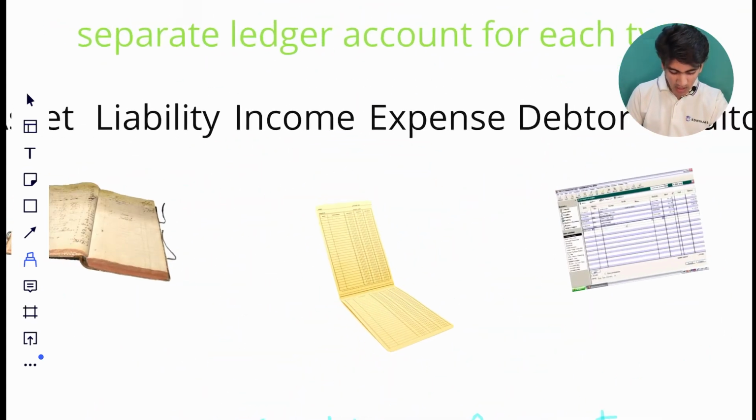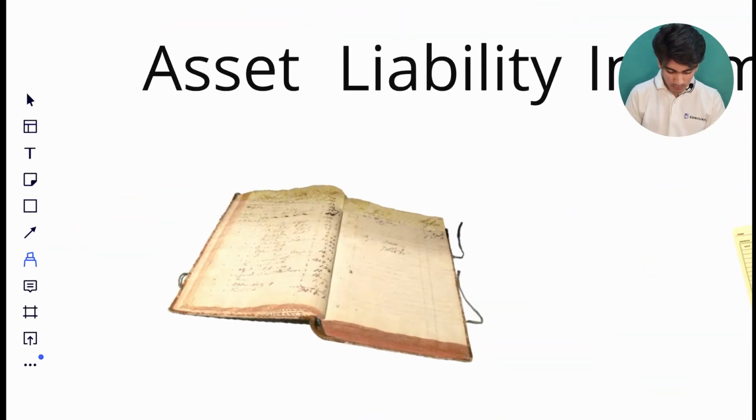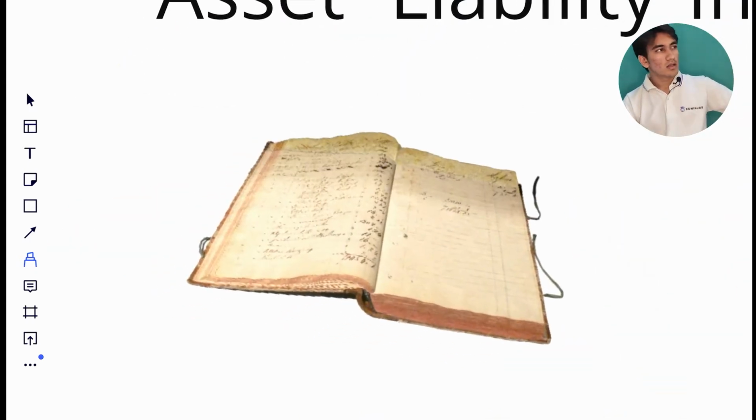First of all, let's look at how these ledger accounts have evolved over the years. When our system started, we used to record it in books. So we had an accounting book, and each and every separate page was a separate ledger account. Page number 1, for example, was the property account. The next page would be the machinery account. The third page would be the capital account, and so on.